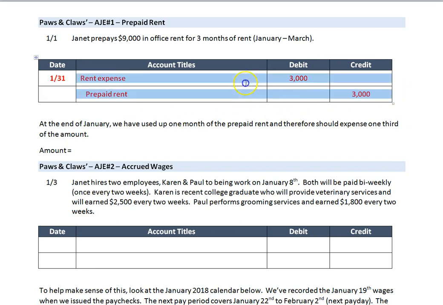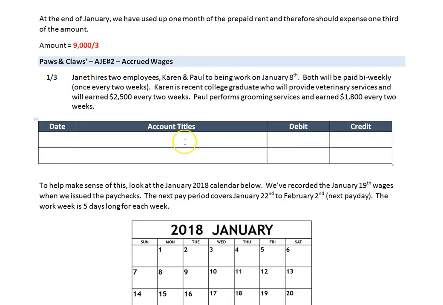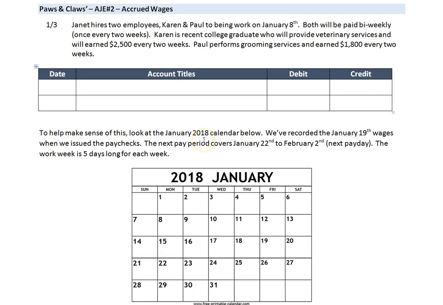We're moving it out of the prepaid account into an expense account. We've used it up, right? We've used up one of those 3 months. All right, I'm going to show the amount that we've already talked about. 9,000 divided by 3 gets you to 3,000. All right, this next one, it's helpful to use a calendar.